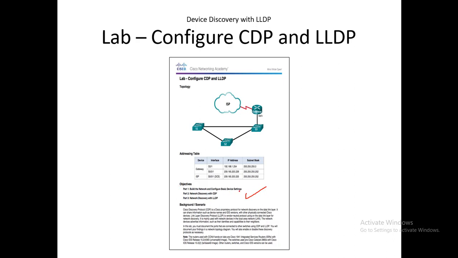The objectives: part one will be to build the network and configure basic device settings. The second part will be to discover the network using CDP, and the third part will be to discover the network using LLDP. So these are the three main objectives of this lecture, and I highly recommend that you use this practical in your lab.